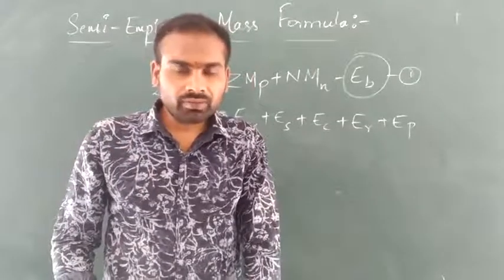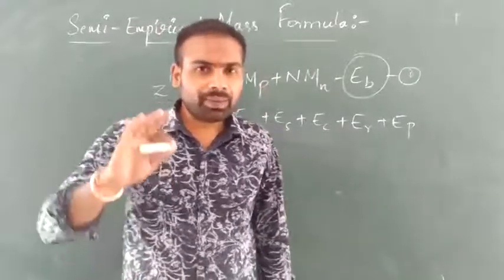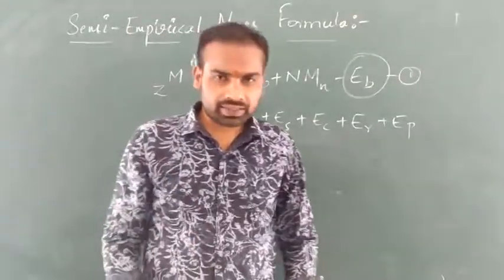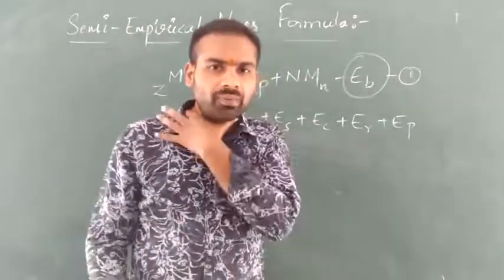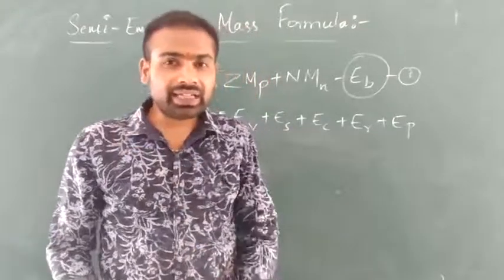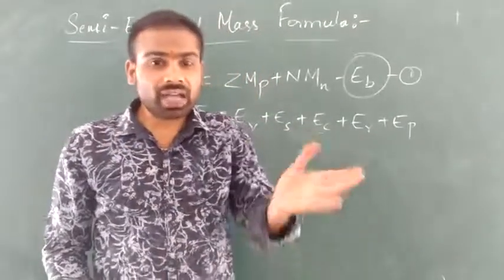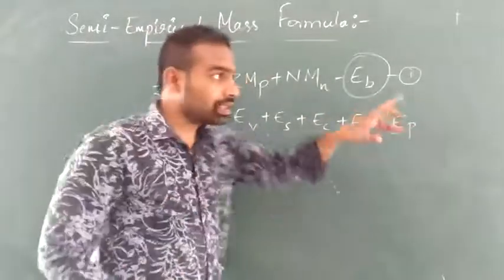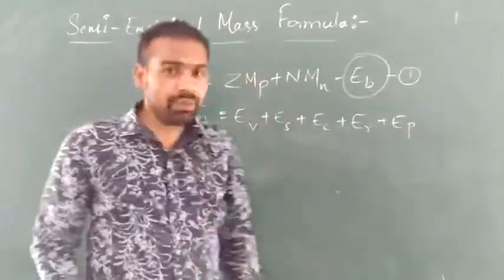Okay, we know that we can convert mass into energy. We already discussed this in the previous classes. One atomic mass unit is equal to how much? 931 million electron volts. Nothing but what? We can convert mass into energy. Here we are converting energy into mass in terms of mass units, EB.